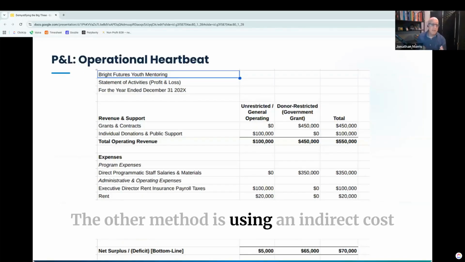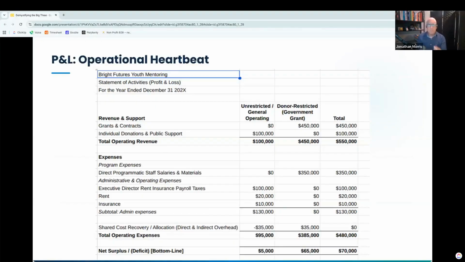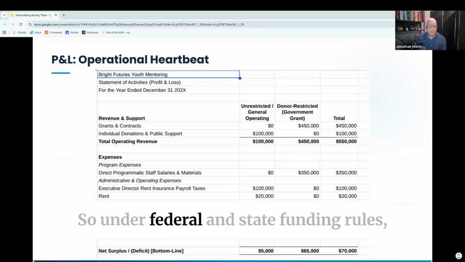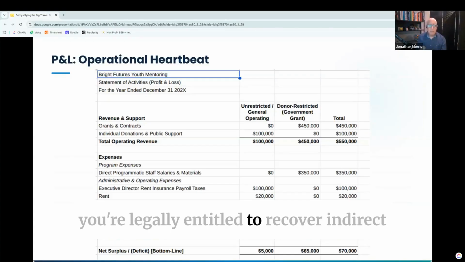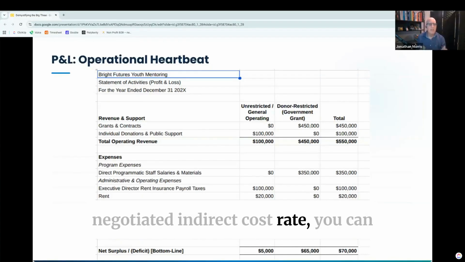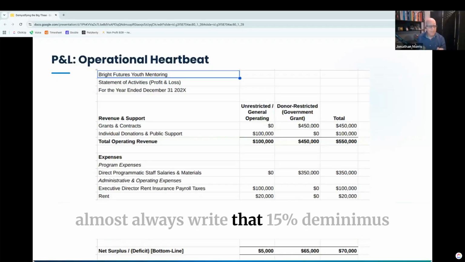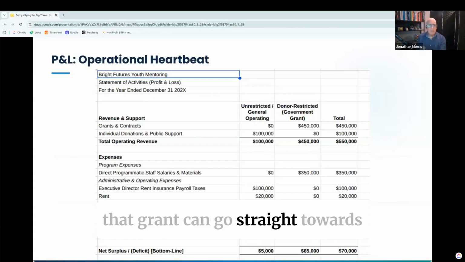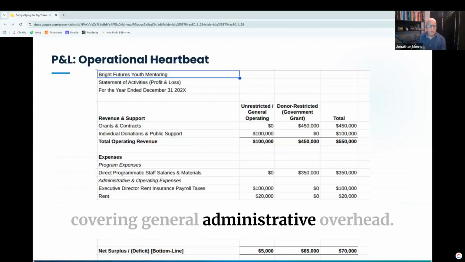The other method is using an indirect cost rate. Right now, the federal de minimis rate is 15%. So under federal and state funding rules, you're legally entitled to recover indirect costs. Even if you don't have a federally negotiated indirect cost rate, you can almost always write that 15% de minimis rate into the grant budget. It means 15% of that grant can go straight towards covering general administrative overhead.